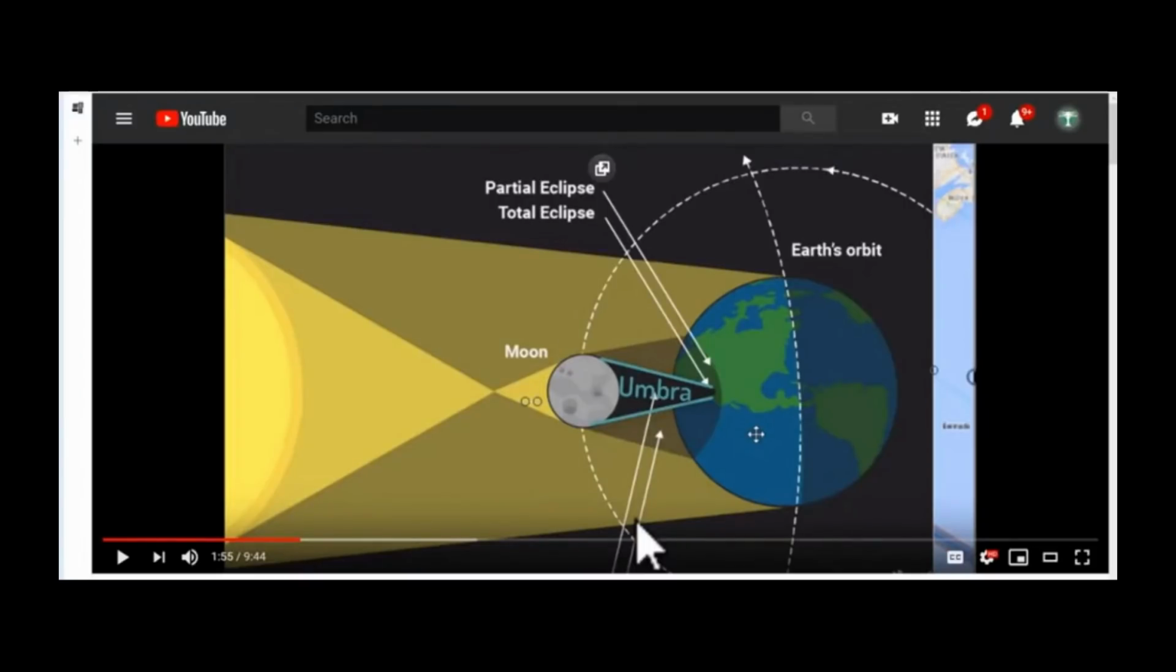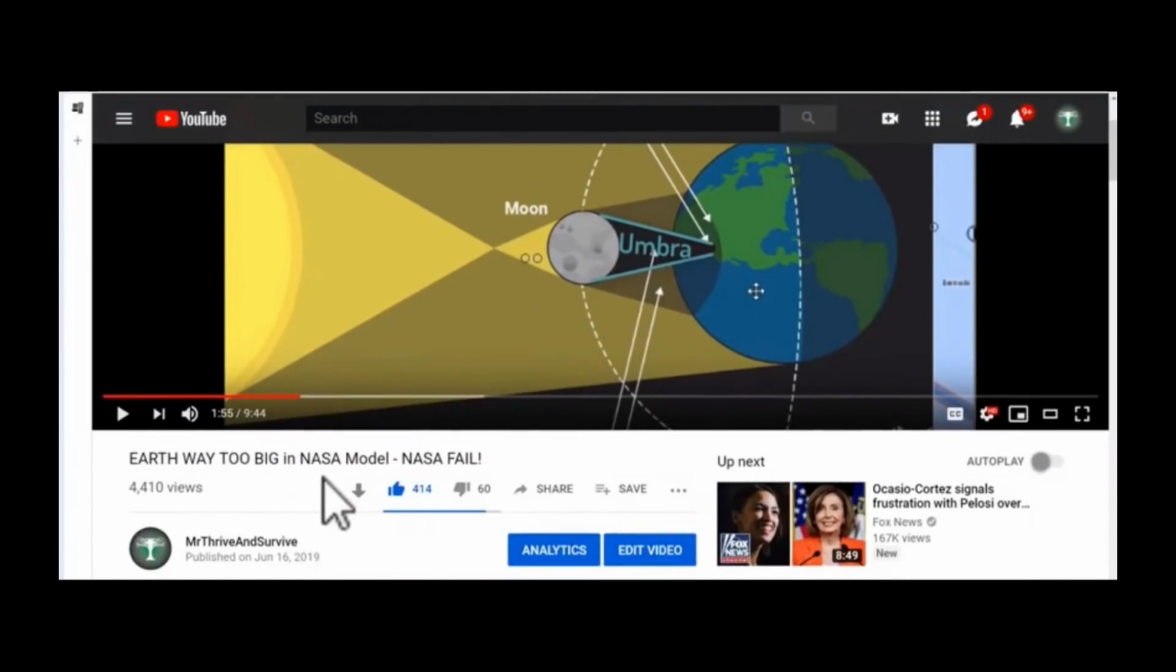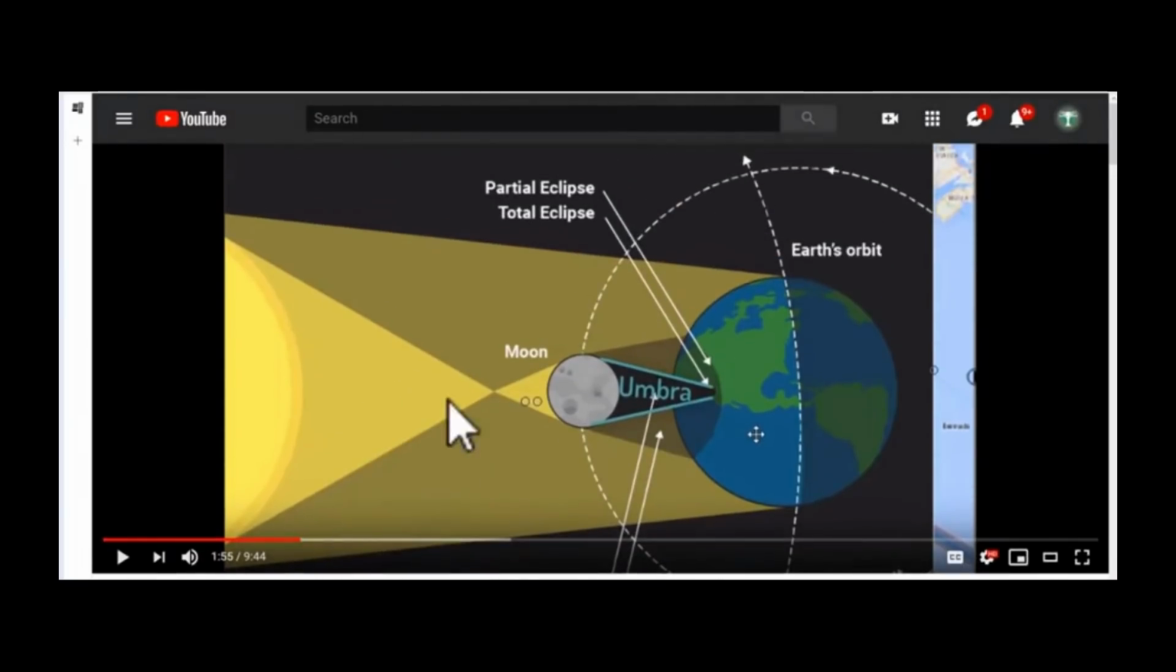Hey everyone, Mr. Thrive and Survive. This is going to be a way you can actually prove if this model is true. You have a huge sun which creates an umbra, and I got all kind of people in this video here, Earth way too big and NASA model, NASA fail, who just tell me that the angles of the sun are this and that, and the Earth is actually, if you reverse it, the moon is actually up here, so it's 4 times larger shadow, blah, blah, blah, blah, blah. It's all based on bull crap. All of it. And you can prove this yourself.